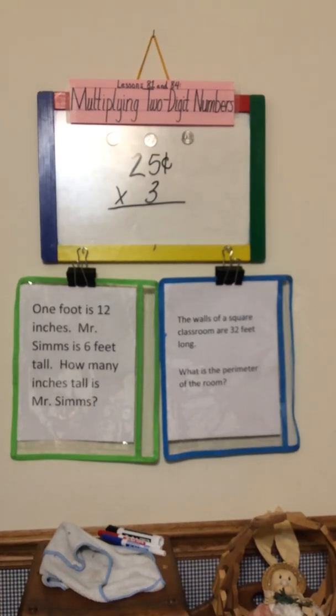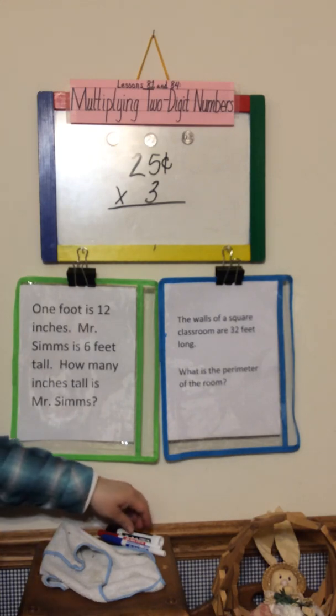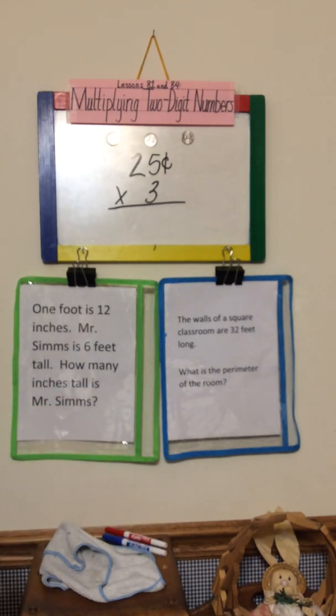Third grade. Today we are multiplying two-digit numbers again. And this is lesson 84. If you remember, we did this already in lesson 81. We're going to do it again in lesson 84.